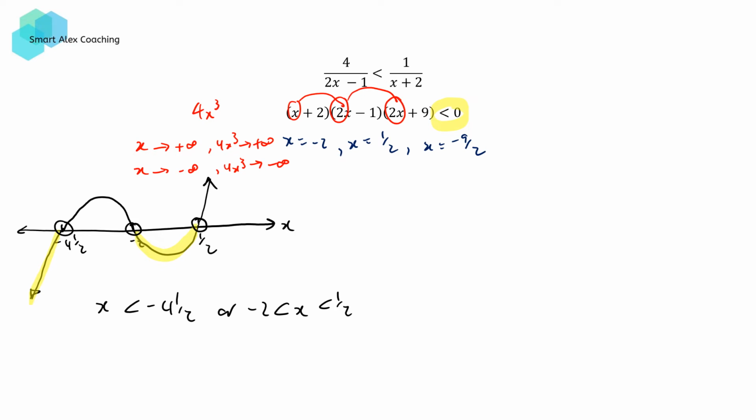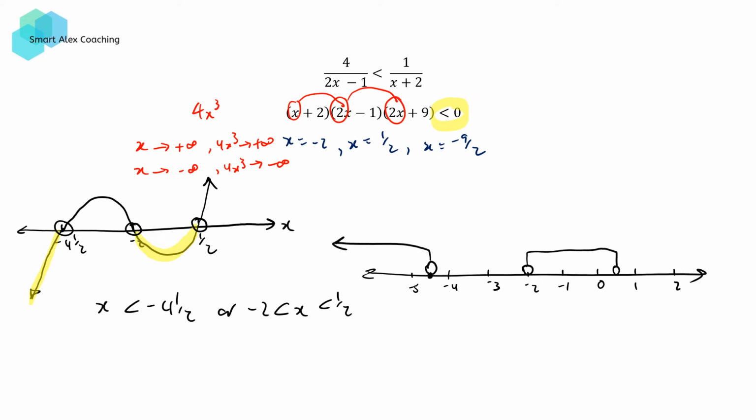To represent this on the number line, this is what it looks like. I've got -4, -3, -2, -1, 0, 1, 2. -4.5 would be somewhere about here, but we actually don't want to include that, so I'm going to make that an open circle. Also at -2 is another open circle, and 1/2 is another open circle. Then we just fill in those regions. That's how you represent the solution to this inequation on the number line.